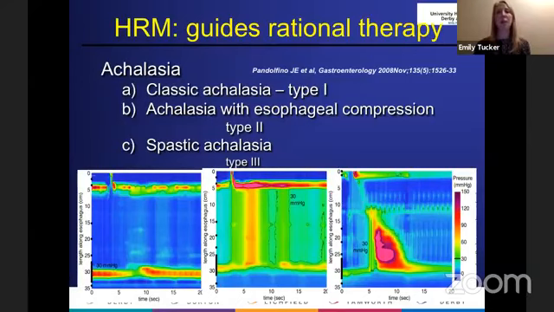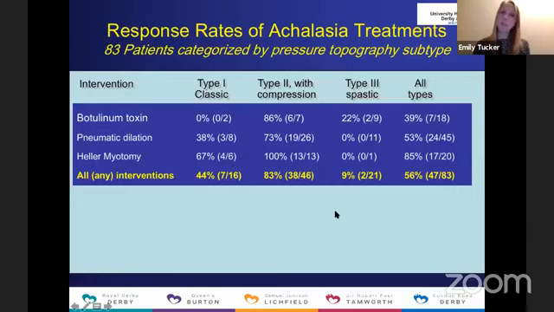Okay, so with HRM, achalasia has been classified into three different types: type 1, type 2, and type 3. Type 1 is associated with no peristalsis. You just get nothing there, just that band of lower esophageal sphincter pressure. Type 2 is with panesophageal pressurization, which you can see in the example in the middle here. And type 3 is our spastic achalasia, where you don't get relaxation of the lower esophageal sphincter and you have this big spastic looking contraction as well. And why are they important? Well, because the different types respond to therapies differently.